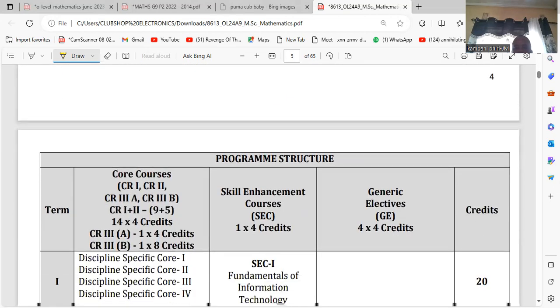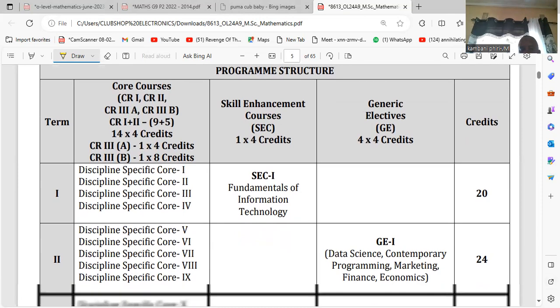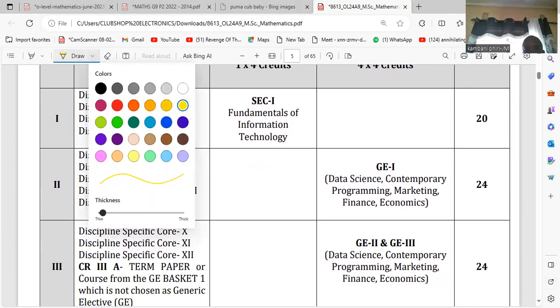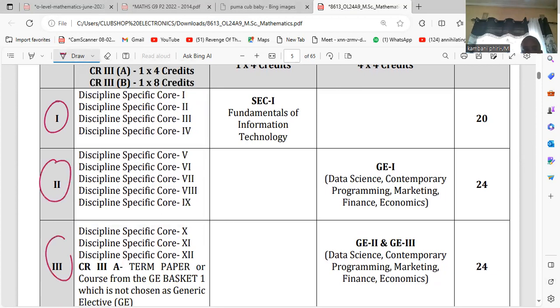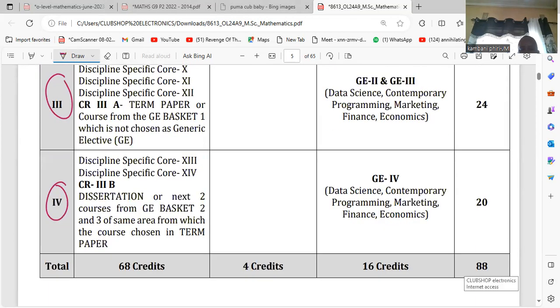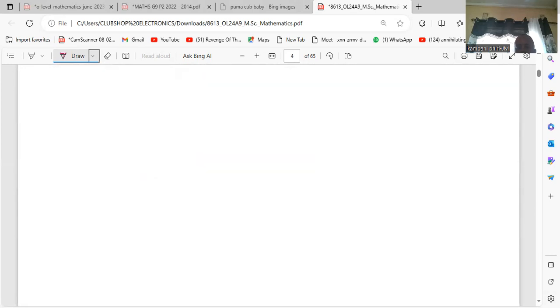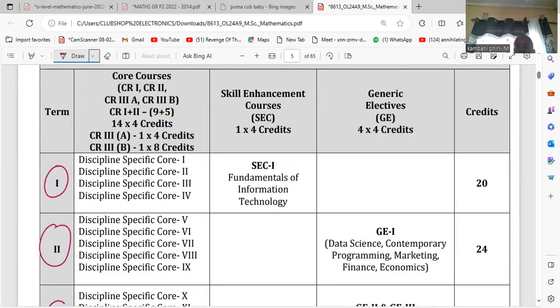Okay, the main things that you may need to know. Program structure: you have got terms or semesters, from semester 1, 2, 3, all the way up to semester 4, right? And the total credits we have here are 68, 4, and 16. So in total you get about 88 credits for this program.